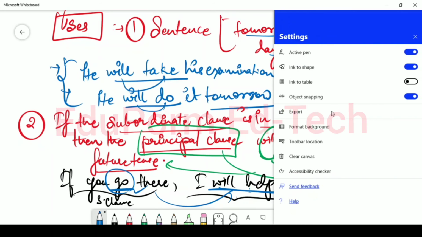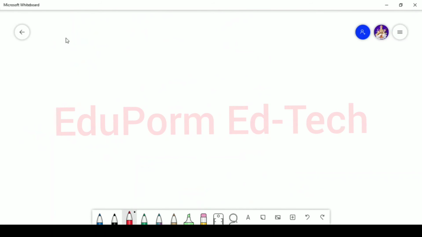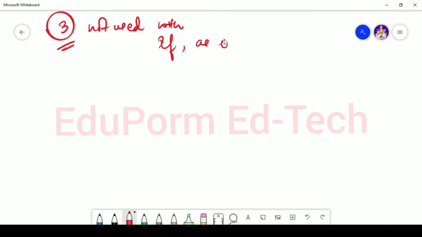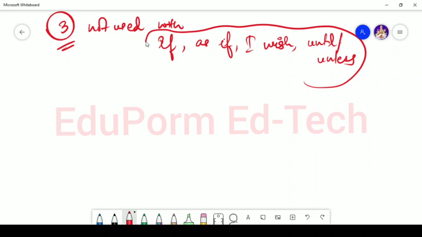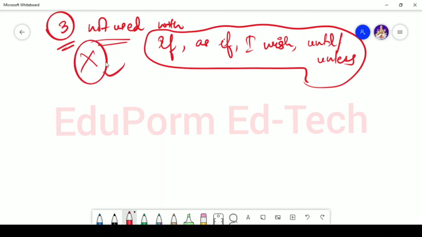Let's talk about the third use. Now simple future tense is not used when you're talking about if or as if or I wish or until or unless. So if you are making use of words like if or as if or I wish or until or unless, in this case simple future tense is not used.